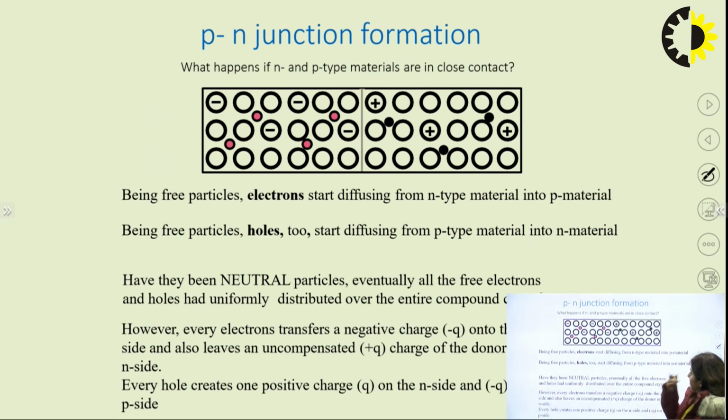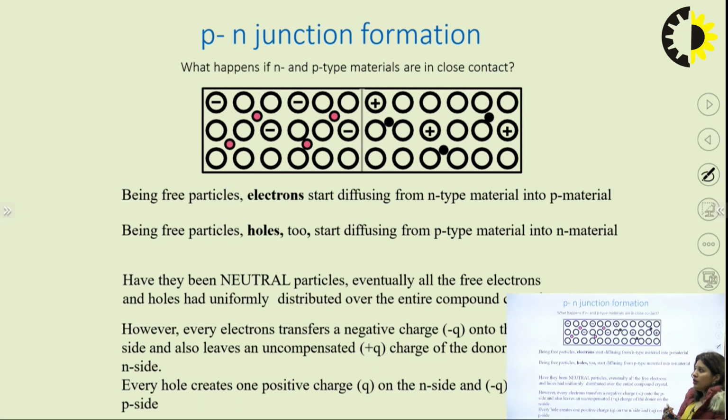So what happens if N and P type materials are in close contact? When you touch both types of semiconductors, P and N, there will be some flow of electrons and holes from one region to the other.